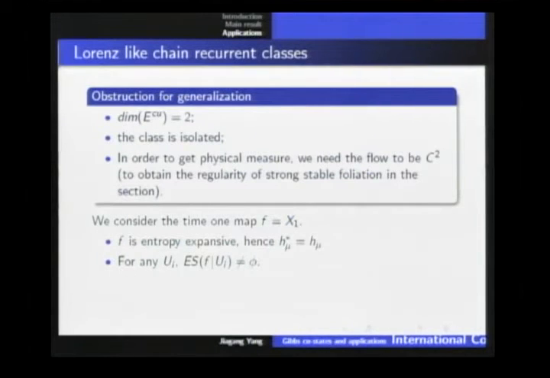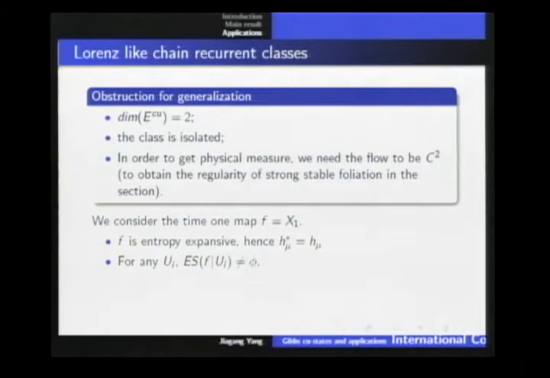So we consider the time-1 map. Okay, for the time one map, it's a diffeo. It's a diffeo we like much more, because on the diffeo we have no singularity, right? So for the diffeo, what do we get? Dominated splitting: one bundle is the stable bundle, another bundle is a CU bundle. So it's entropy expansive.